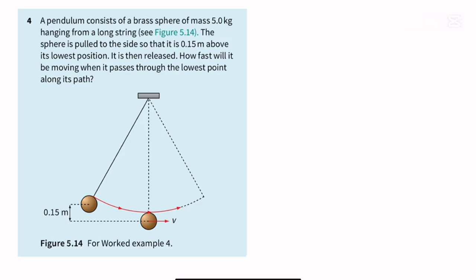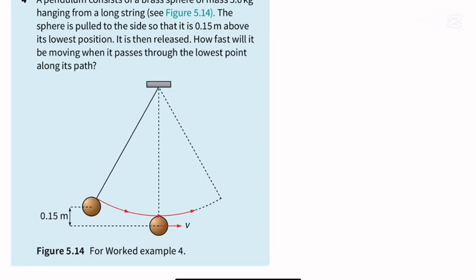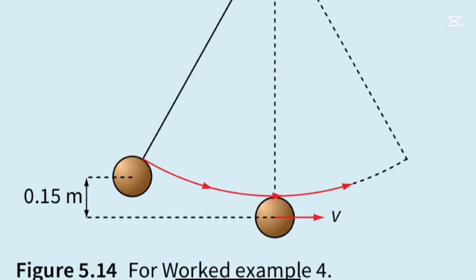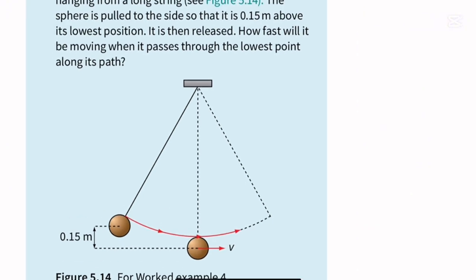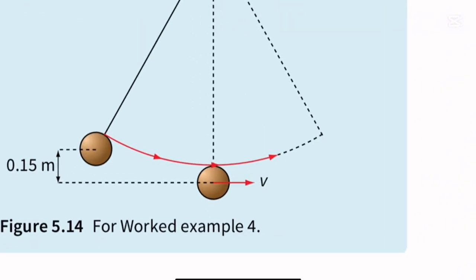Number 4. A pendulum consists of a brass sphere of mass 5 kilograms hanging from a long string. The sphere is pulled to the side so that it is 0.15 meters above its lowest point. So right here, right? Okay, and then it is released. How fast will it be moving when it passes through the lowest point? So it's asking about the velocity right here, right?